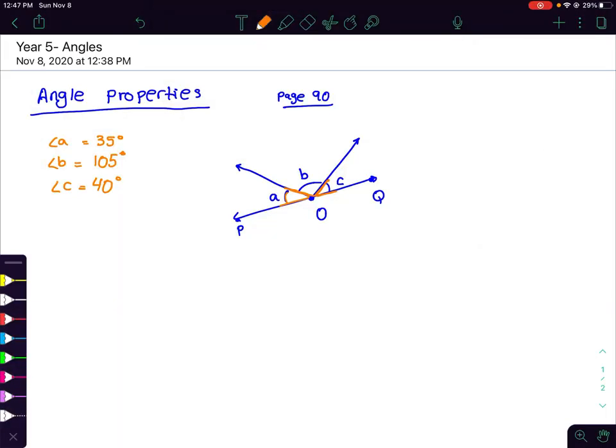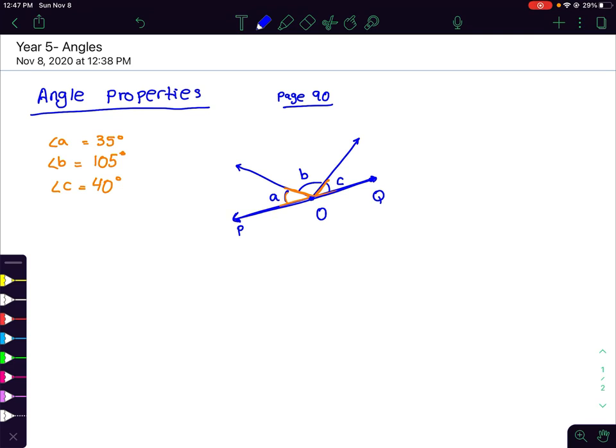Hi students, we're starting a new chapter 4, Angles Properties. If you take a look at page 90, the first thing we're going to learn is sum of angle measures on a line. So as you see, this is the line we have.